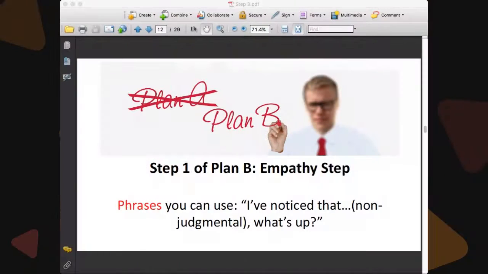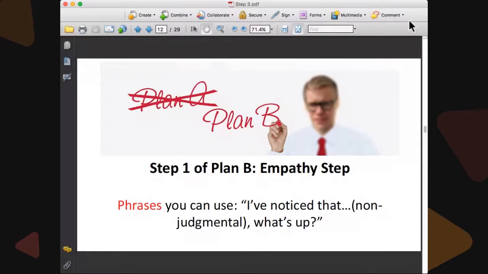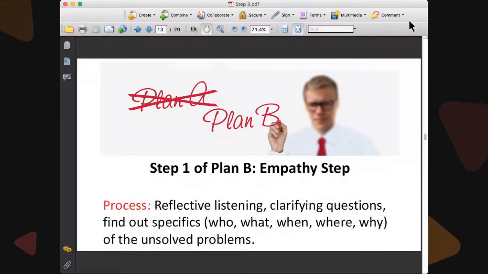So the empathy step is going to be really important with Plan B. And we want to make sure that we're using things that will open up the conversation, but not be judgmental.